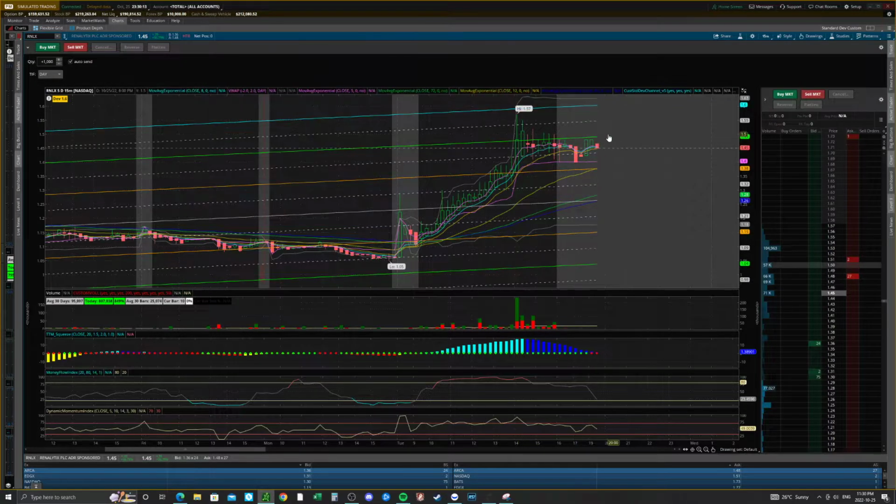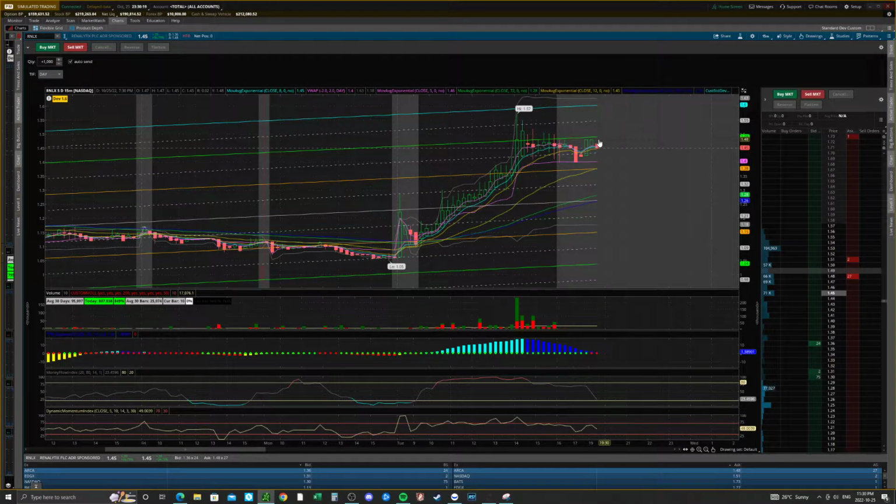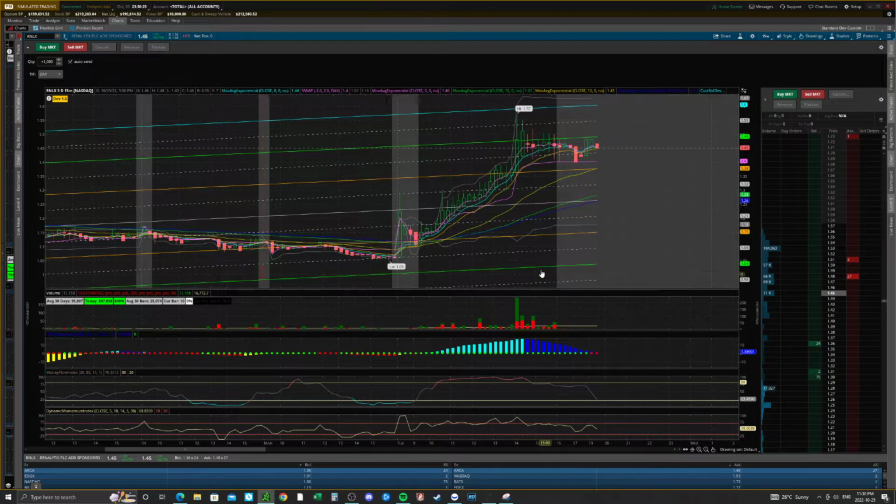And then now you can see there's a decent amount of resistance here at the $1.50 to $1.48 zone, right? So that green standard deviation is now acting as a resistance level. So that's another way you can use this.